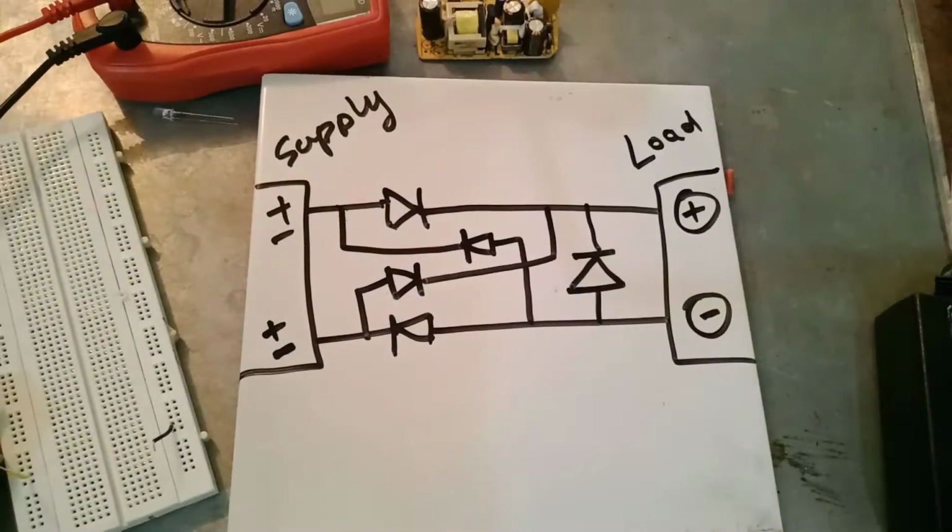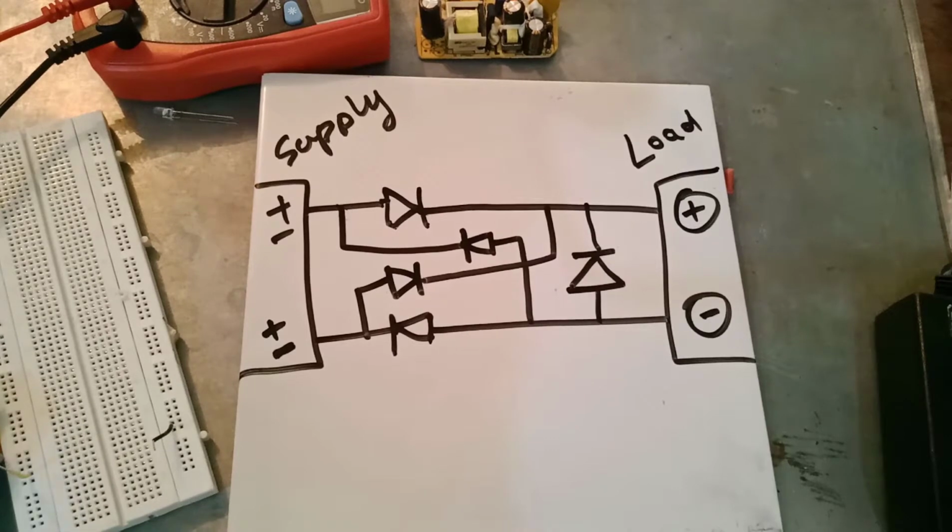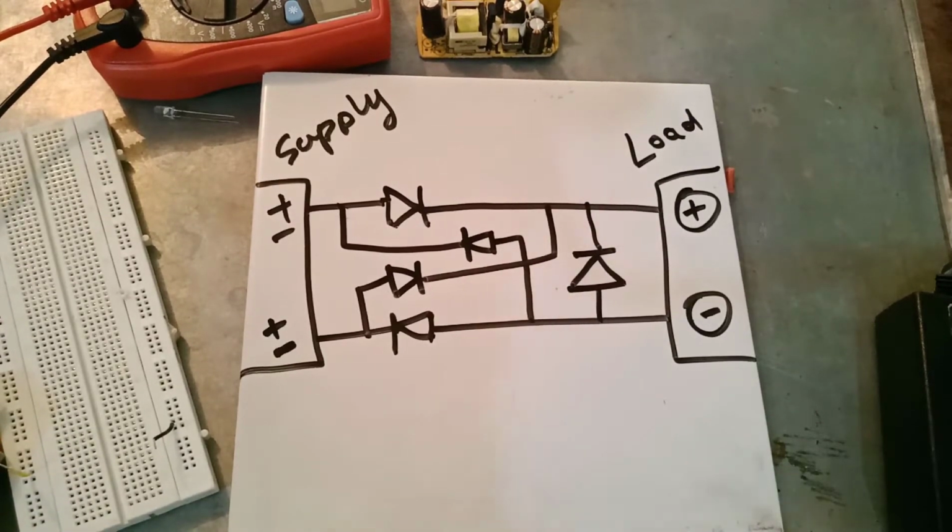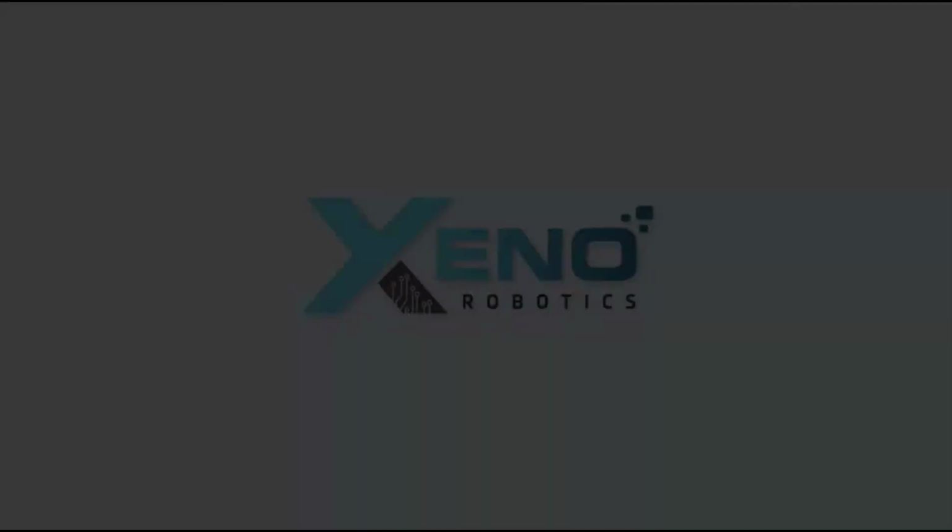So today we are going to continue our discussion of the basic electronic components, diode in particular, and today we are going to see how we can use just 5 diodes to construct a very simple circuit that will always polarize the current in the direction that you want it to. So let's get started.